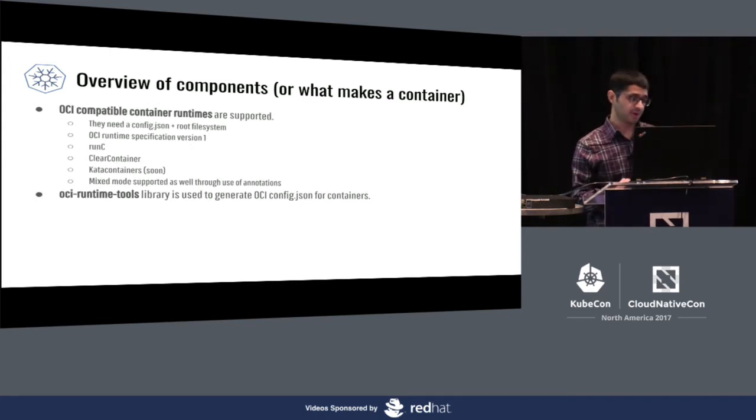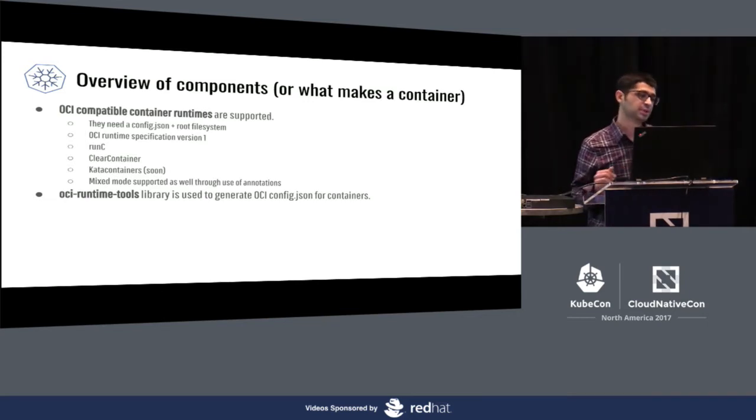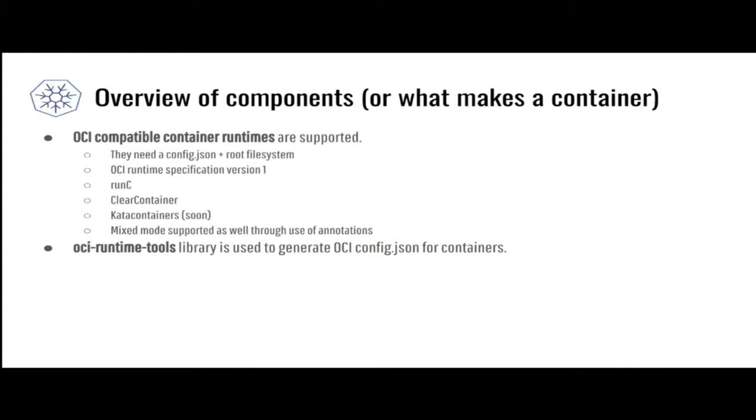And the most important bit, how do you actually run the container? So OCI came out with version 1 of the runtime specification earlier this year with runc as a default implementation. And runc has been in use in Docker for quite some time, and before that, it was libcontainer. So it's a proven code base, works, it's stable. So we decided to support any OCI compatible runtime in CRI-O.